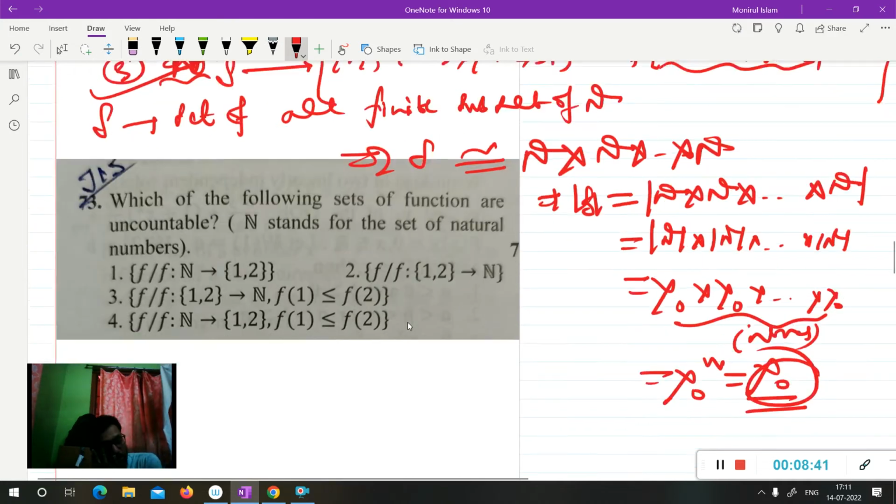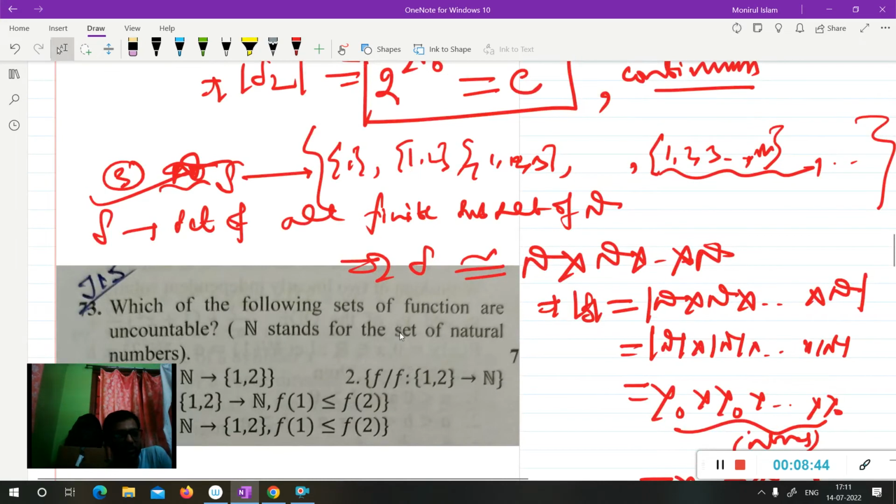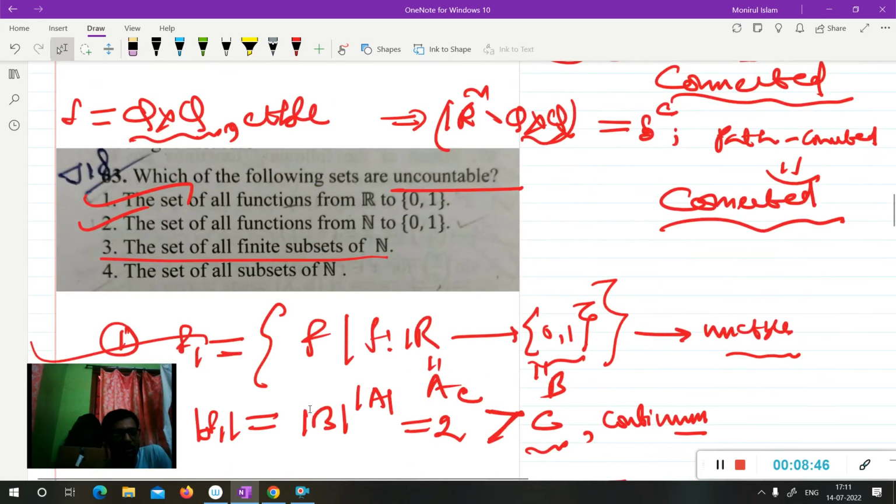But you are looking for an uncountable set. So this set is countable and you have to discard it. So option 3 is incorrect.